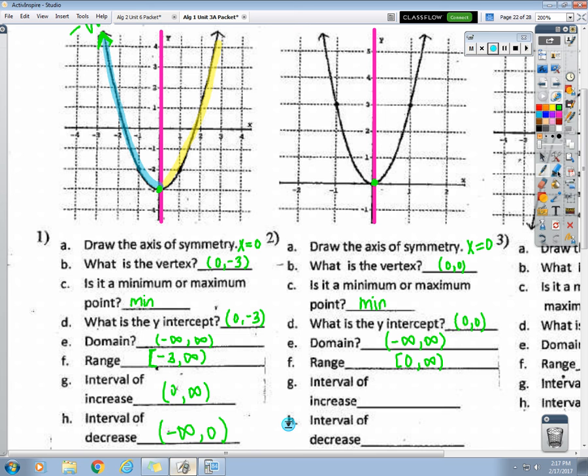Interval of increase. So this time, isn't it increasing from the vertex up the right side? But remember, we only care about x values. So what is the x value where it started increasing? 0. And then where did it end increasing? It doesn't, so positive infinity. Okay, and then that means it would be decreasing on the other side of the parabola. When did it start decreasing? Negative infinity. Because even though it's up, we don't care about up right now. We care about x, which is left or right, and this is left. So that's why it's negative infinity. And when did it quit decreasing? 0.